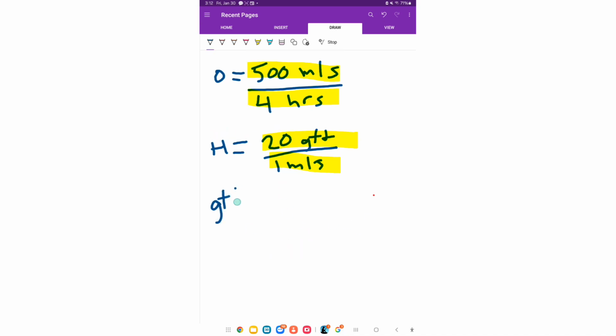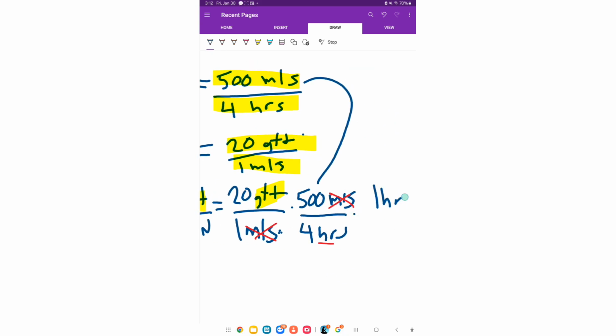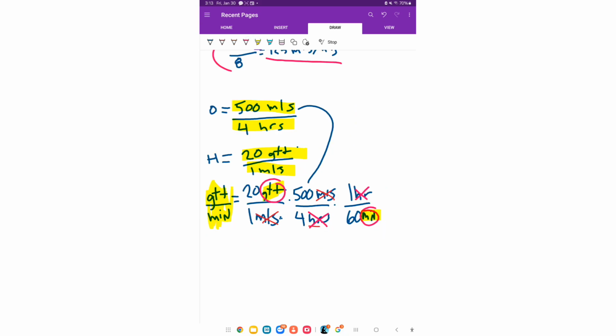With that in mind, let's start with drops per minute. I have 20 drops right here. I'll write that down with the ratio that it's giving me. So now I have drops. I do not want milliliters though, so how do I cross cancel that out? 500 milliliters over 4 hours can successfully cancel out, but we don't want hours, we want minutes. So we're going to continue. 1 hour, 60 minutes. You can successfully cancel out hours, and we're left with drops per minute. When you write everything down, it's 20 times 500 over 4 times 60.